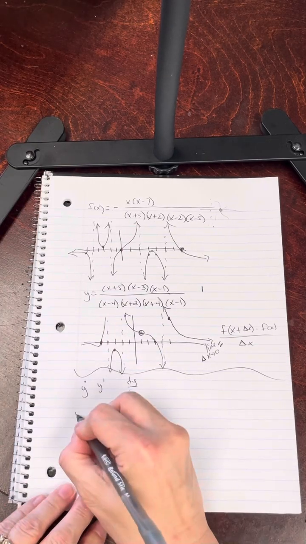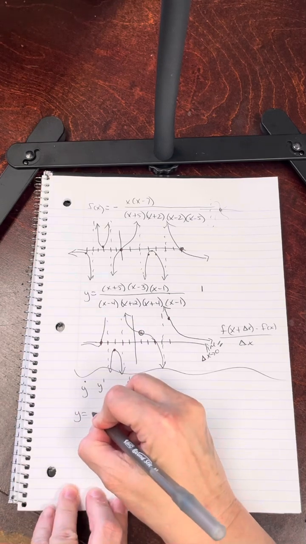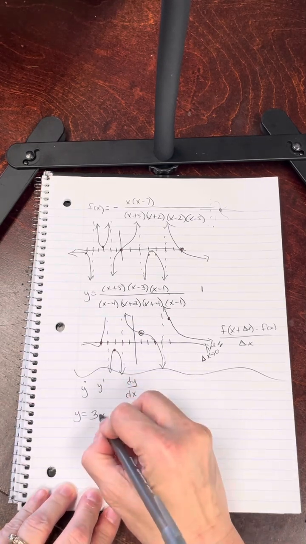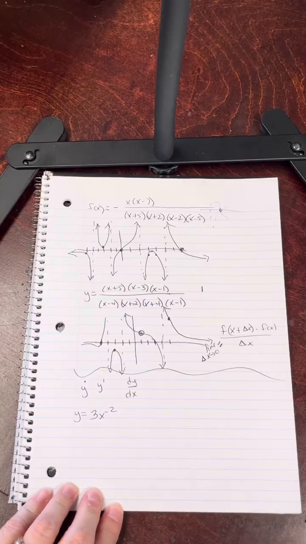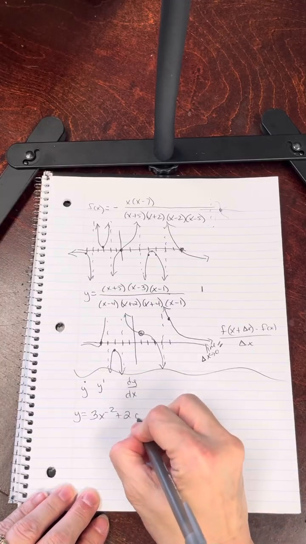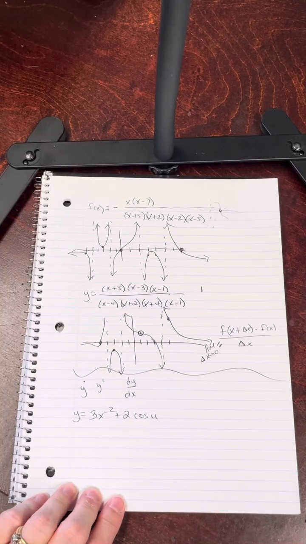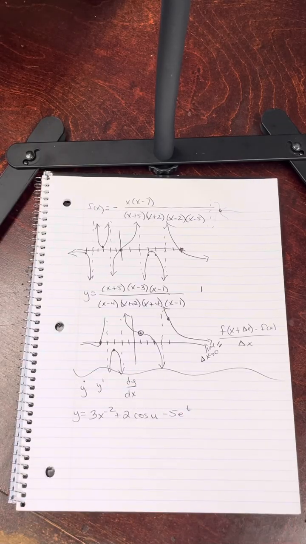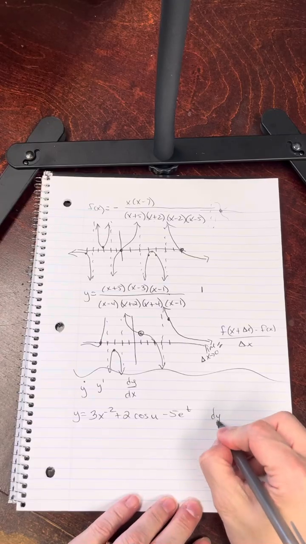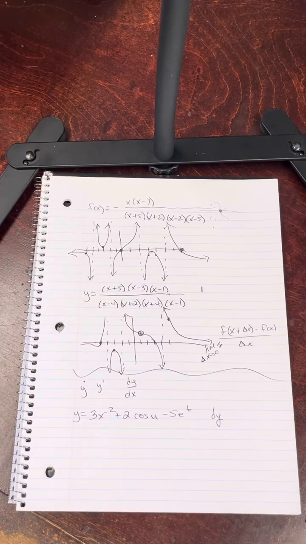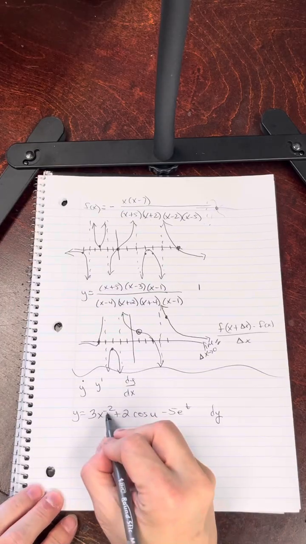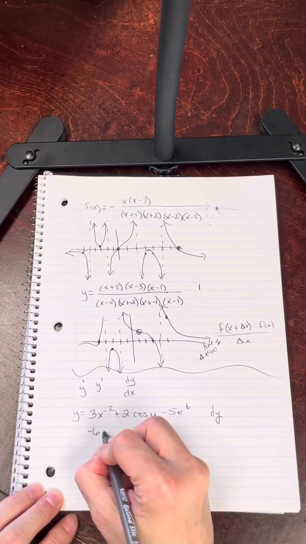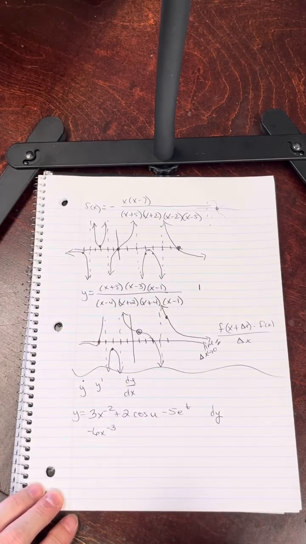So in example 1, they remind you, okay, let's find dy. They give us y equals 3x to the negative 2 plus 2 cosine of u minus 5 e to the t, and then it says find dy. So you're going to follow the shortcut just like we have been doing. Negative 2 times 3 is negative 6, and then subtract 1 more, you get negative 3.